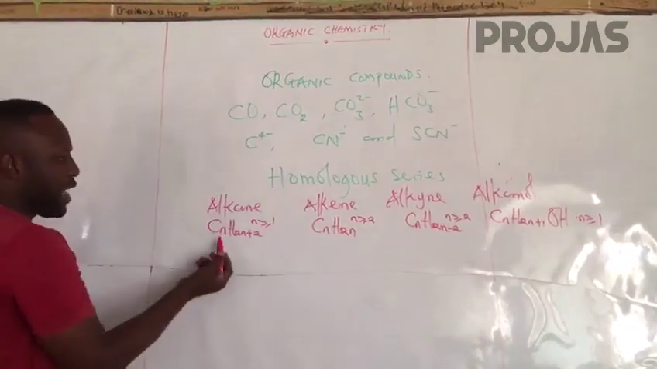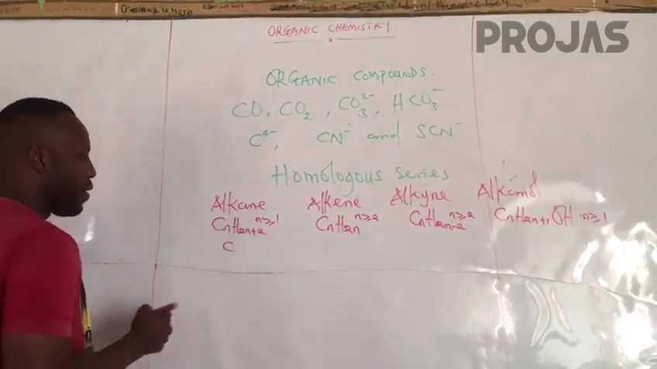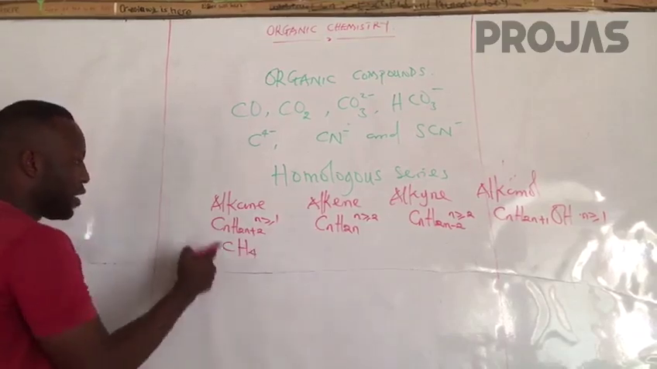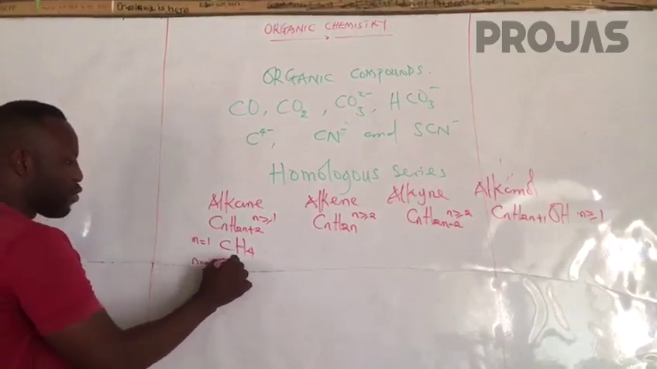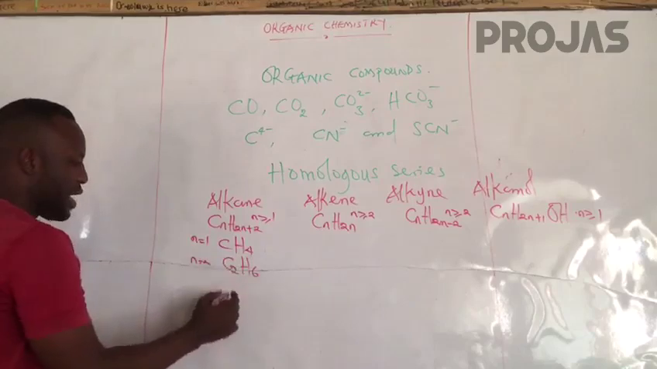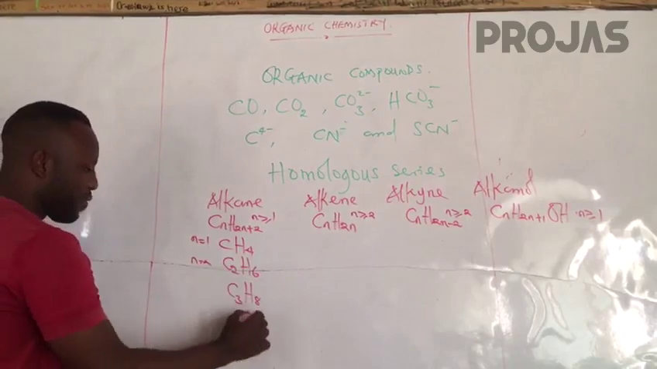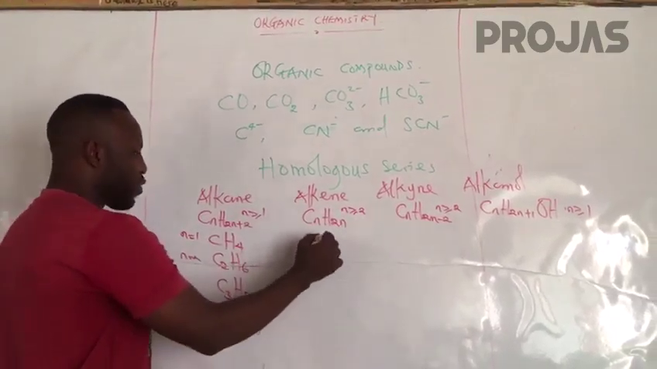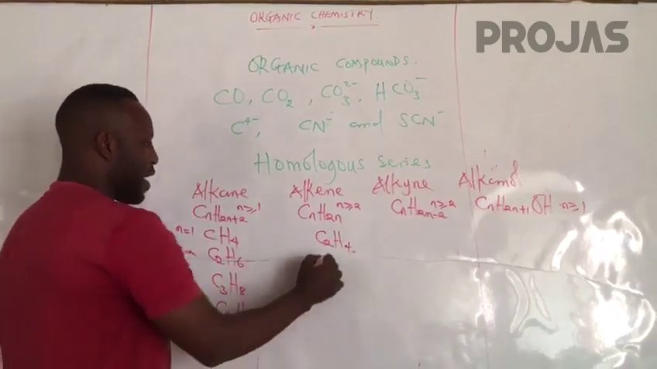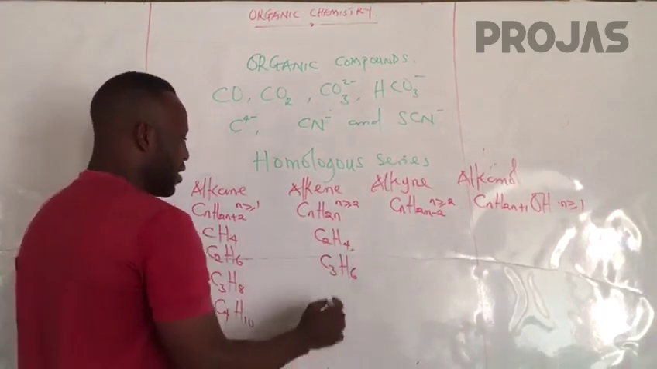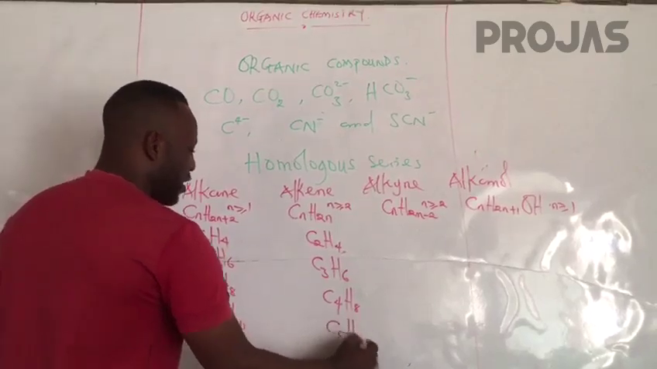So let us see, if you put n equals 1 here, we have 2 multiplied by 1, that is 2, plus 2, that is 4, so CH4. The next members: n equals 2, we have C2H6, n equals 3, C3H8, n equals 4, C4H10. For alkenes, n equals 2 gives C2H4, n equals 3 gives C3H6, n equals 4 gives C4H8, n equals 5 gives C5H10.